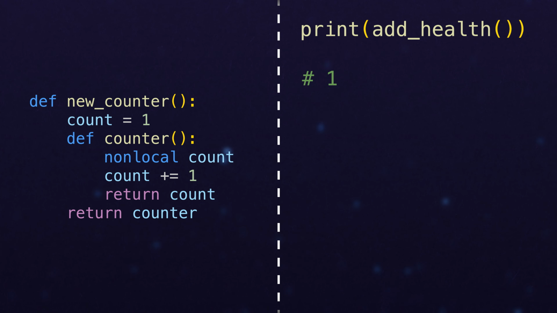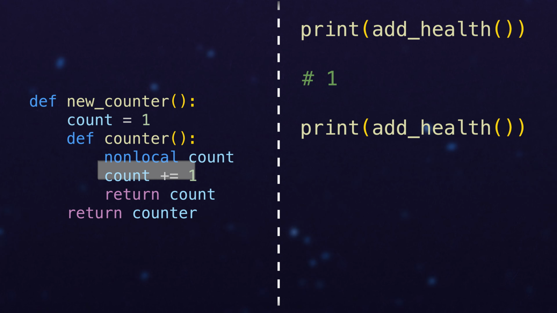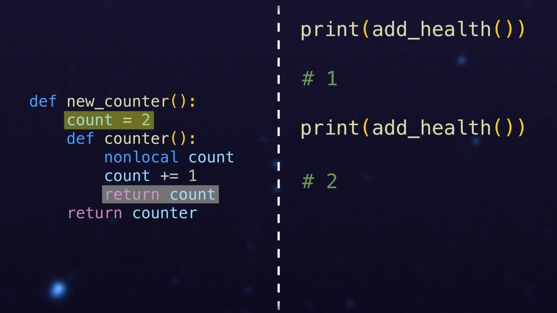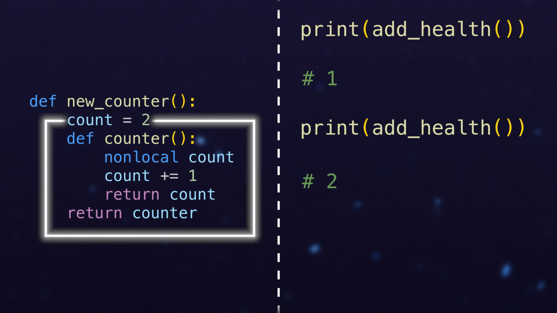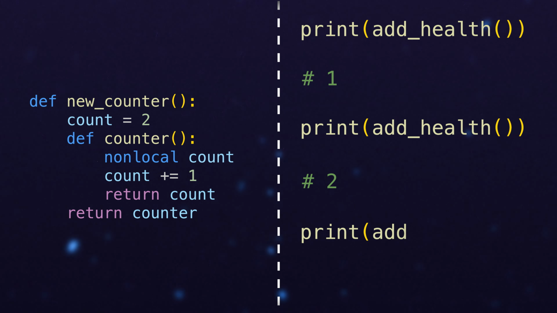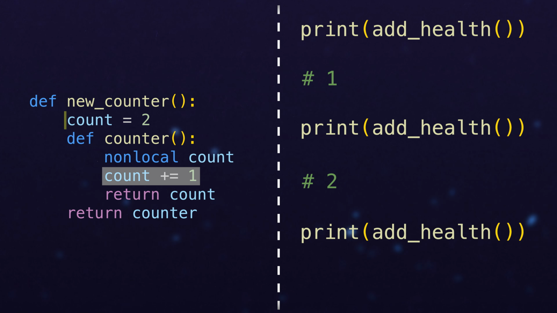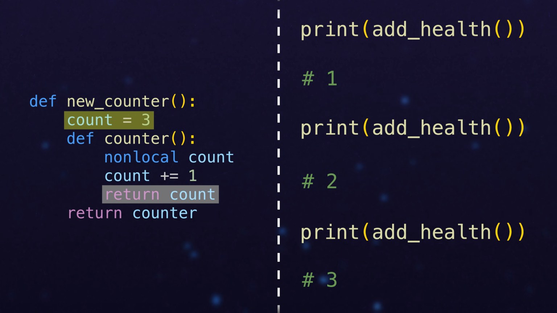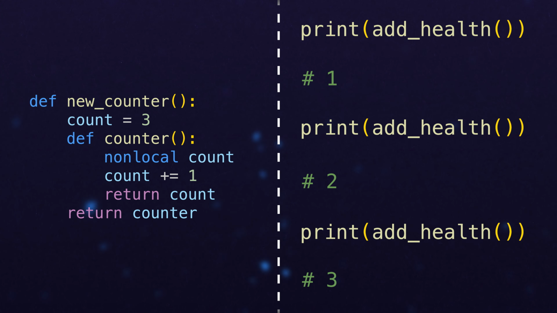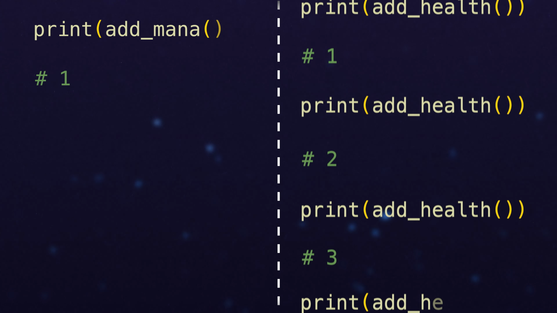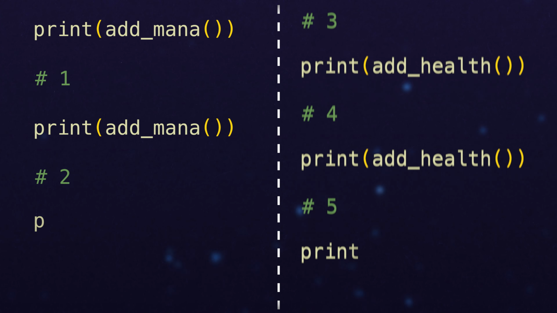Now, if we call add health a second time, this time it will return 2. And again, that's because the closure has enclosed around the count variable. So add health has its own copy of that count variable that it's going to increment with each successive call. So we can keep calling add health and add mana, and they'll both increment their counts independently. And that isolation is a key feature of closures and what makes them useful.